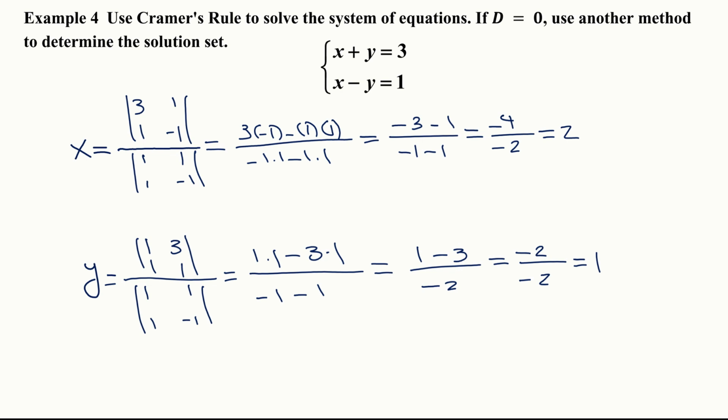So now we have the x and y, so we can write the solution set. It's going to be the set containing the ordered pair 2, 1. Remember, you always give solutions of systems as ordered pairs. And that's it. So very nice, very quick, very easy.